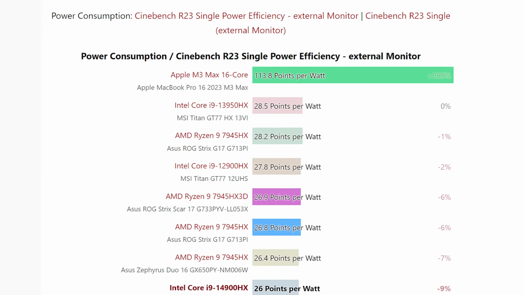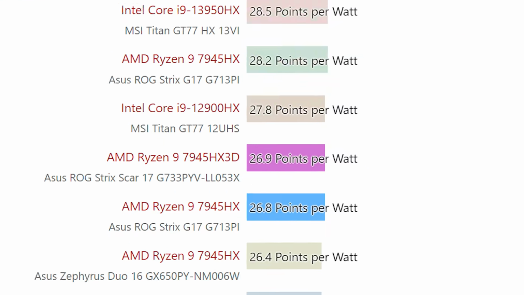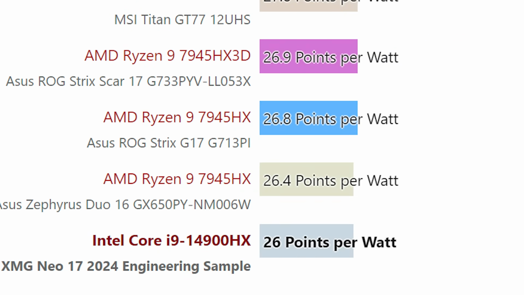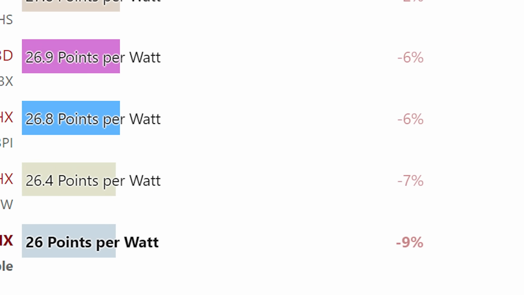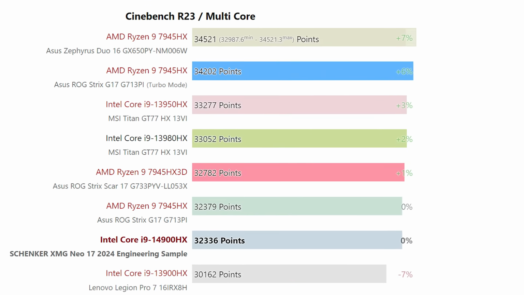In fact, when we look at the points per watt in the single-core benchmark R23 score, we can see that the 14900HX is worse than literally every CPU tested. I mean, it's even worse than the 12900HX. Then when we get to multi-core performance, things get even worse.